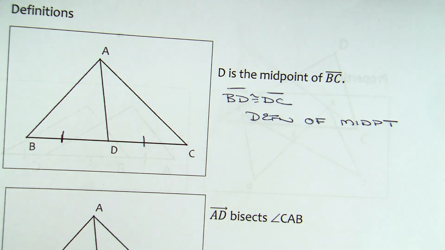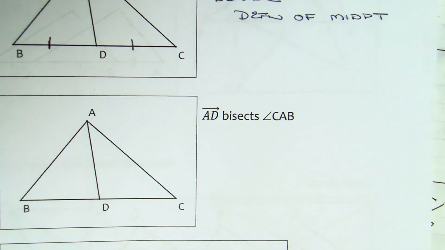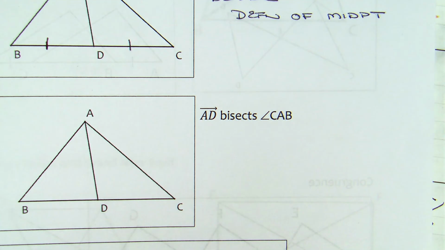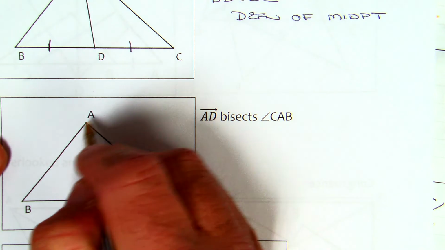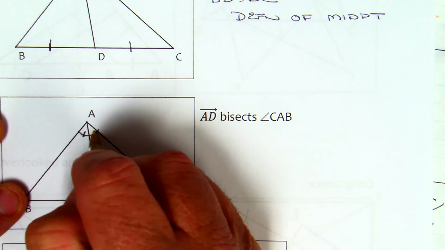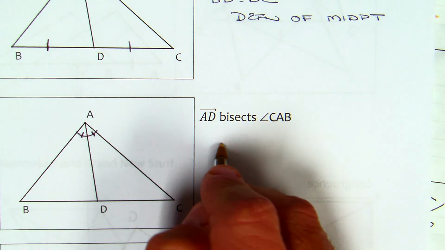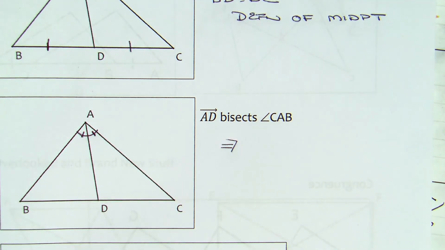And there we go. Okay, so the next one. AD bisects angle CAB. AD bisects angle CAB. So this is angle CAB up here, so that angle is bisected. Whether you put it with tick marks in the arc or just the arcs, that's fine. Therefore, what can we conclude if that angle is being bisected?